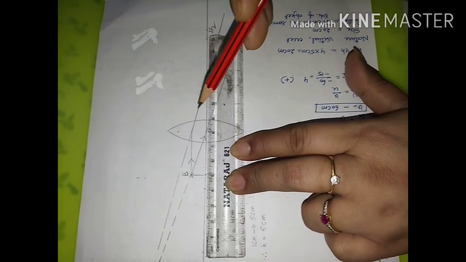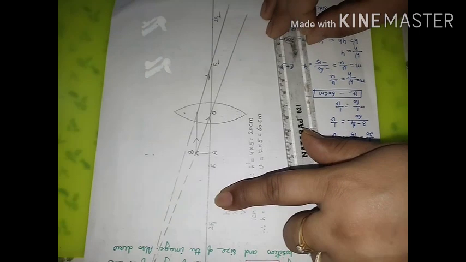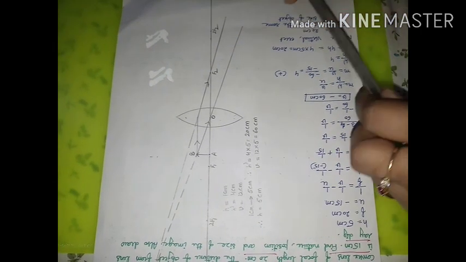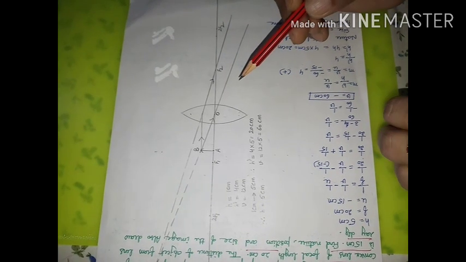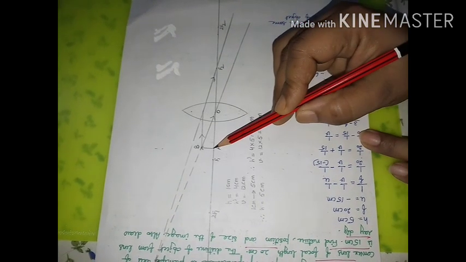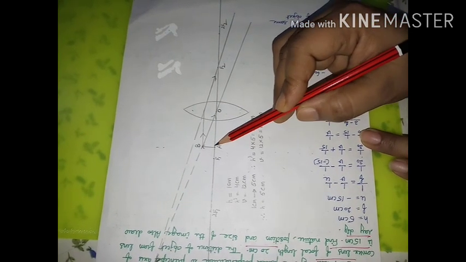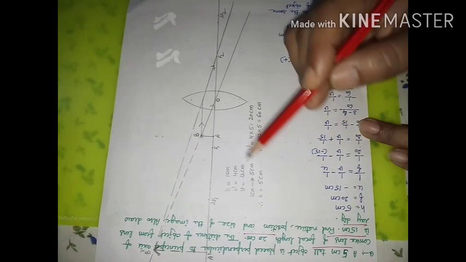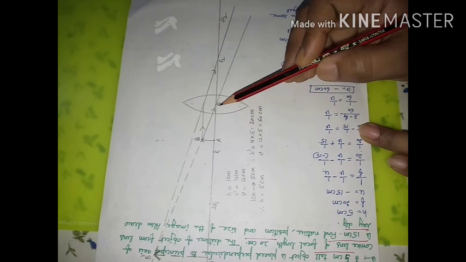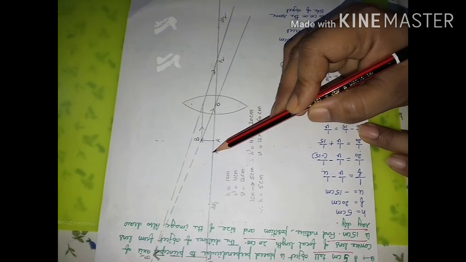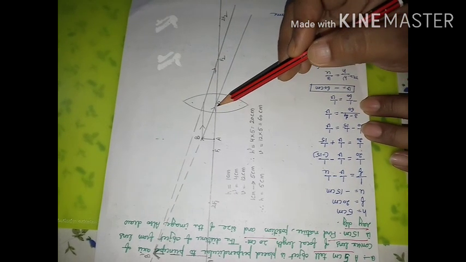Similarly, this 2F1 will be 8 centimeter, and the object is kept at a distance of 15 centimeter. So 15 centimeter will change to 3 centimeter. So I kept the object from the optical center at 3 centimeter. The size of the object is 5 centimeter, so this arrow is of length 1 centimeter. So the object is between the optical center and focus. The suitable scale we have taken is 5 centimeter equal to 1 centimeter.